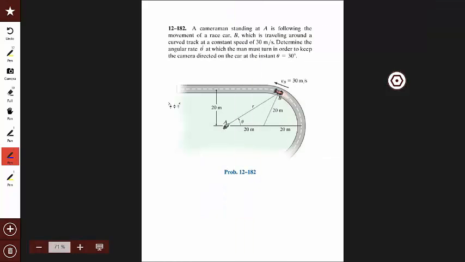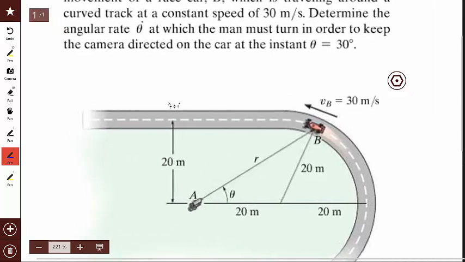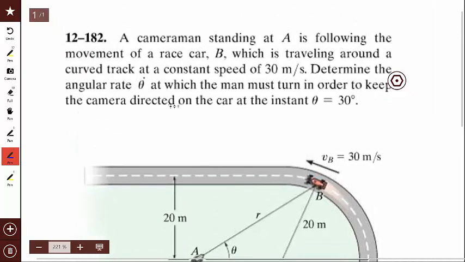Okay, this is problem 182, and if you look at it, it is an r theta problem, but it also looks like it might be a tangent-normal problem because it's also given speed. What I'm going to do is write down what they tell me. It's not a time span problem, so I'm not going to integrate anything.